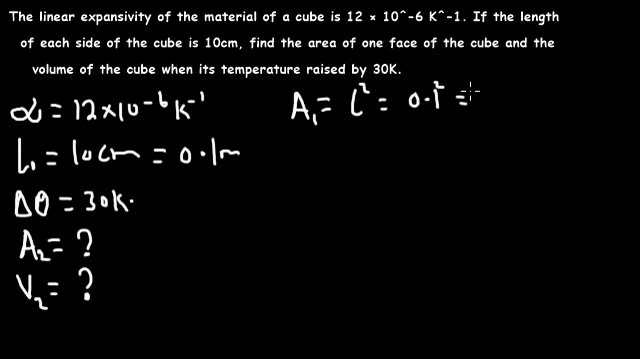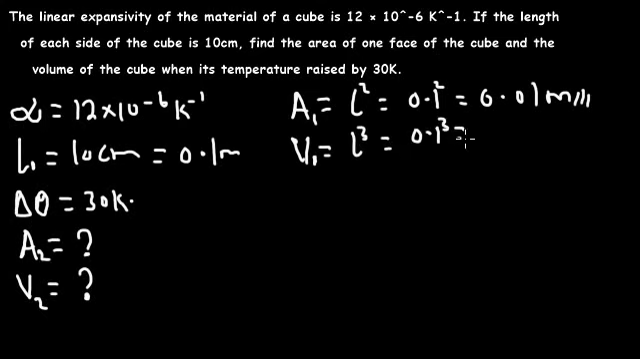And squaring 0.1, we have 0.01 meter squared. Perfect. Now similarly, V1 will simply be equal to L cubed, and that will be 0.1 cubed. If we cube 0.1, we have 0.001 meter cubed. Okay, this is meter squared and this is meter cubed. This one is area, this one is volume. Now we have A1 and V1. We also have L1. Now the goal is to find A2 and V2.